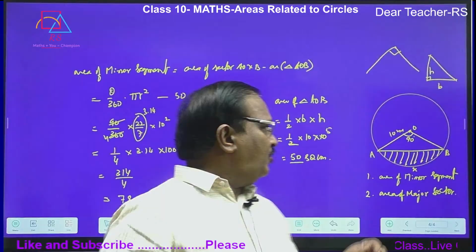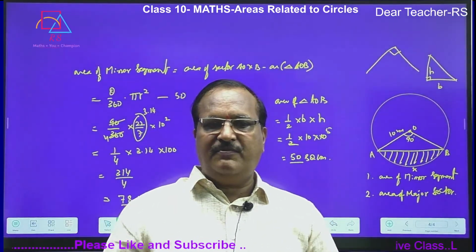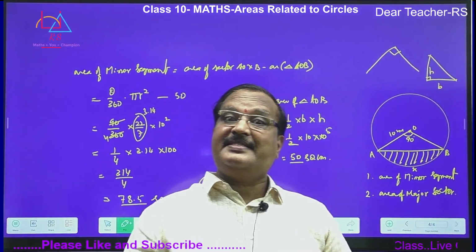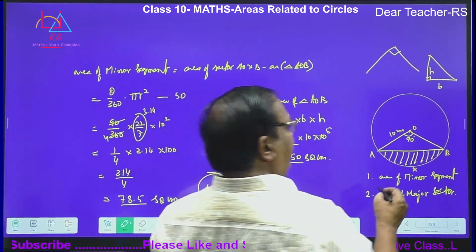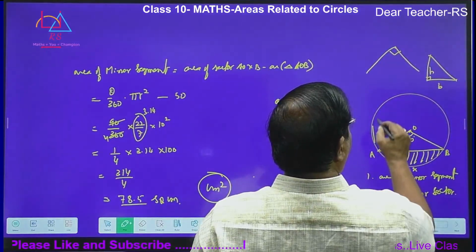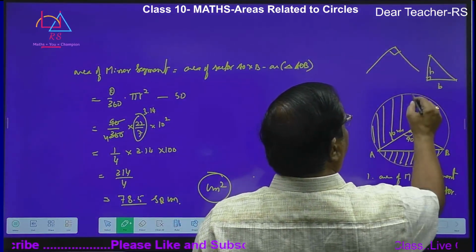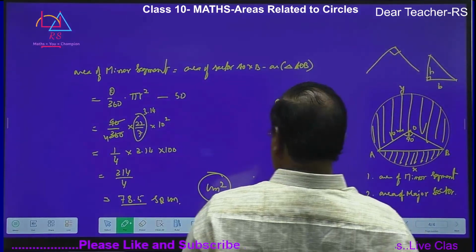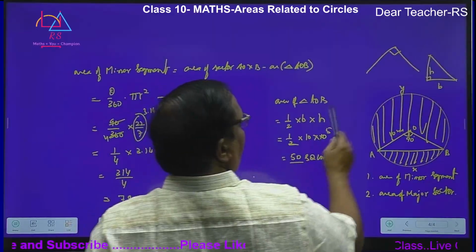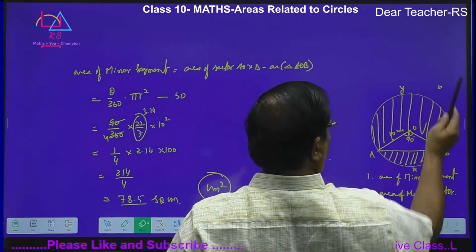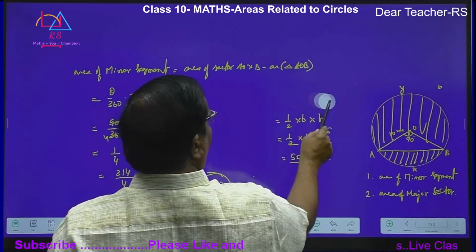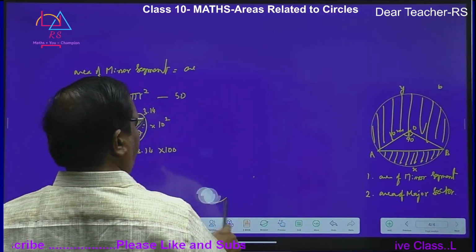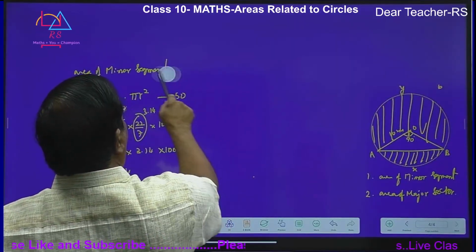So now, the area of the minor segment we got, and we should get the area of the sector, major sector. So major sector means I will put vertical lines. This is the major sector. I will write y here, okay. I'll write here only major sector, okay. Area of major sector.